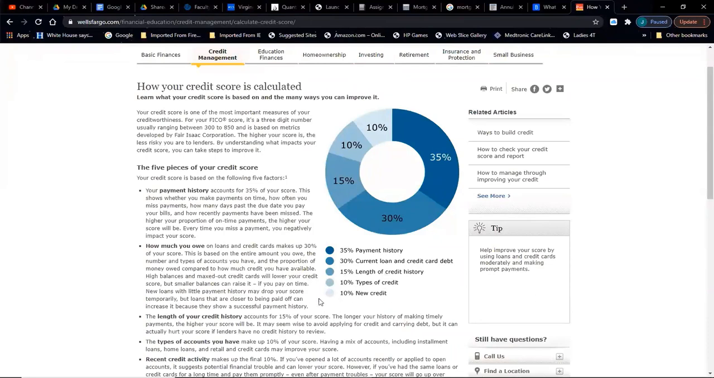10% is new credit. Every time you get a new credit card, it's going to drop your credit score maybe 10 to 20 points, which is not really that significant. It just means don't apply for 10 credit cards in a year. 1 or 2 a year is fine. Maybe 1 a year to be more conservative. And again, none of this is advice. I'm just saying what you can do potentially to have things happen.